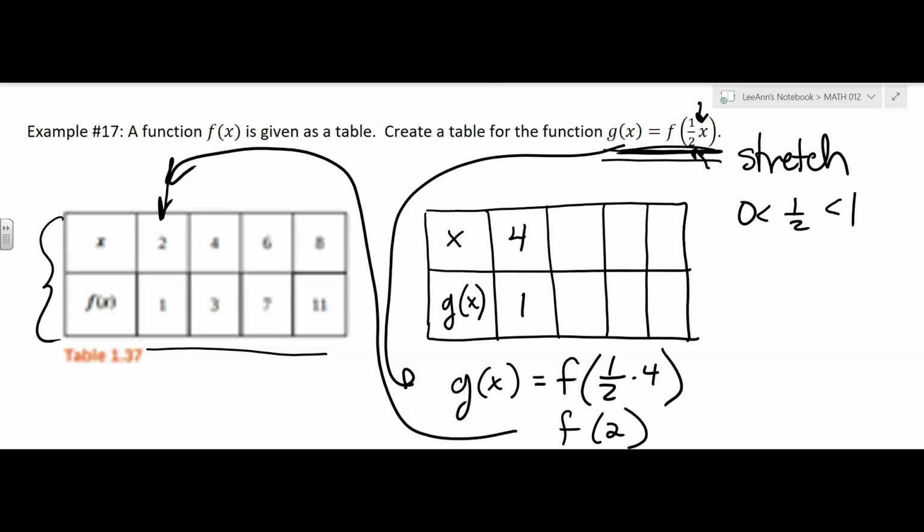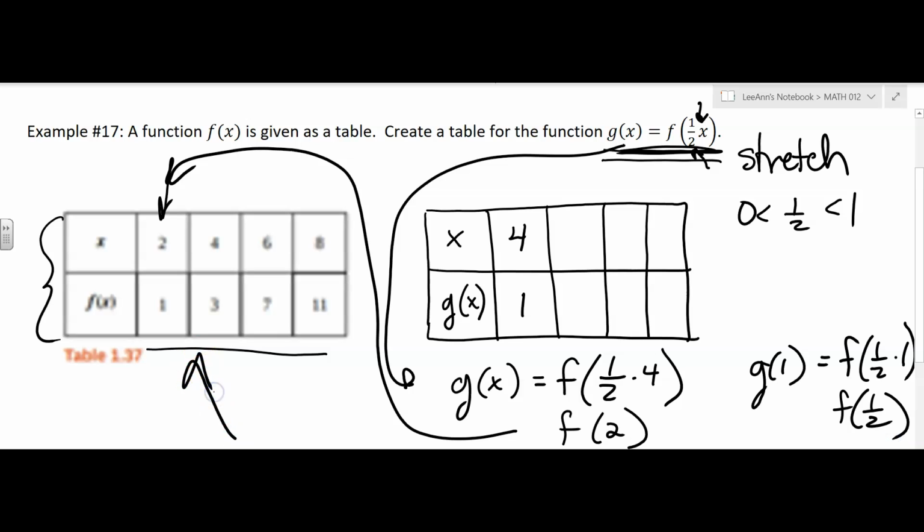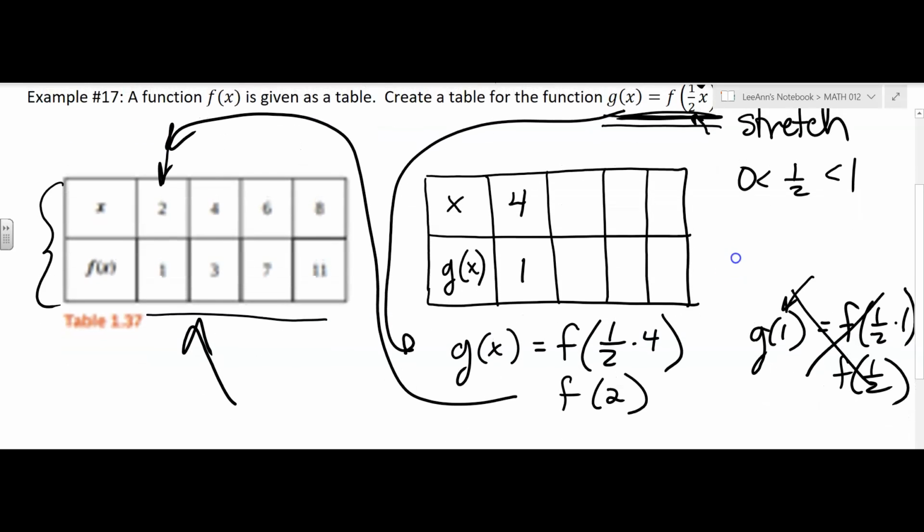So you could say, well, I wanted to put in 1. You can put in 1. What's g of 1? Well, you can't really, but I'll show you what happens. You'd say f of 1/2. But do we know from our table over here what f of 1/2 is? No, we don't know. So you can say, oh, let x be 1, but it doesn't get us anywhere because we can't look it up on the table. Okay, so maybe that helps to make a little more sense.